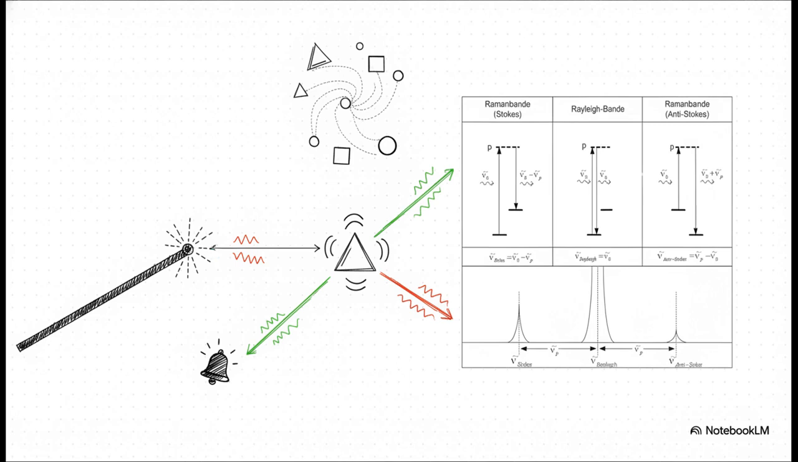Now, most of the light just scatters back with the same energy, but a tiny, tiny fraction gets changed. It either loses or gains a bit of energy. And that exact energy difference corresponds to a specific molecular vibration. It's like the molecule is a tiny bell, and Raman spectroscopy lets us hear the exact notes it's playing.